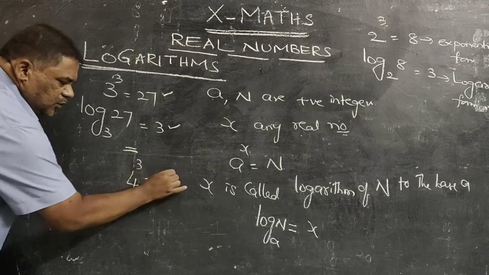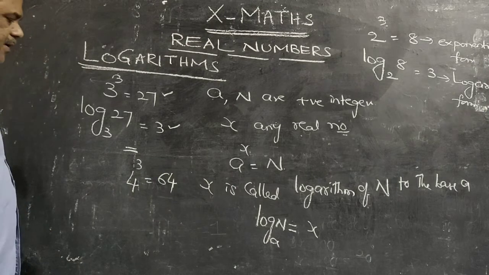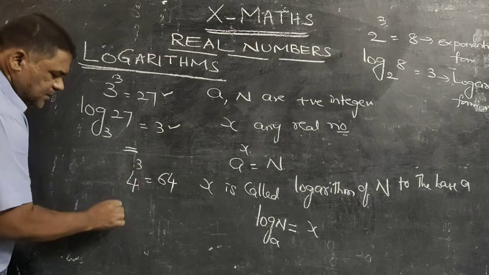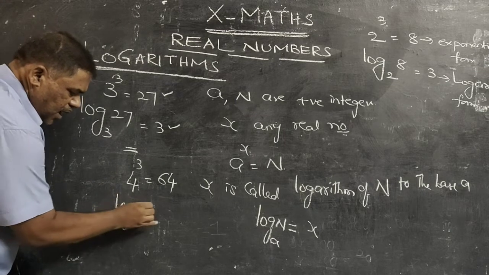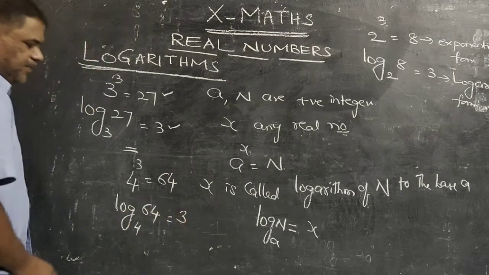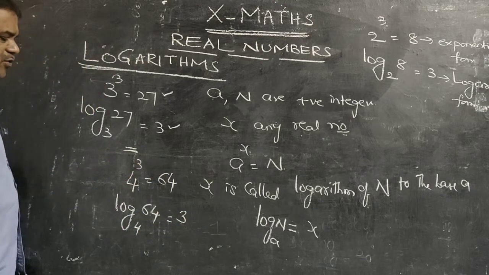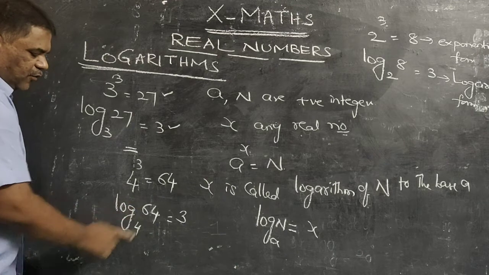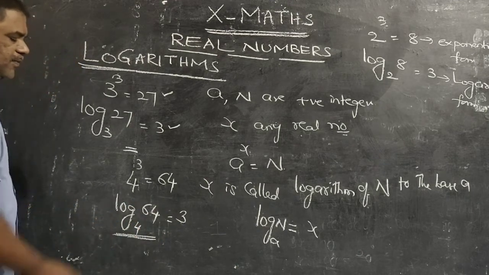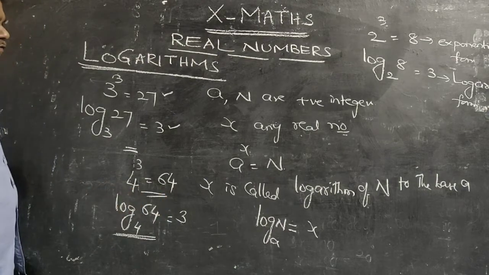4 cube is equal to 64. When you apply logarithm, 3 comes here, 64 goes there. So it will become log 64 to the base 4 is equal to 3. This is called the logarithmic form. This is known as exponential form.